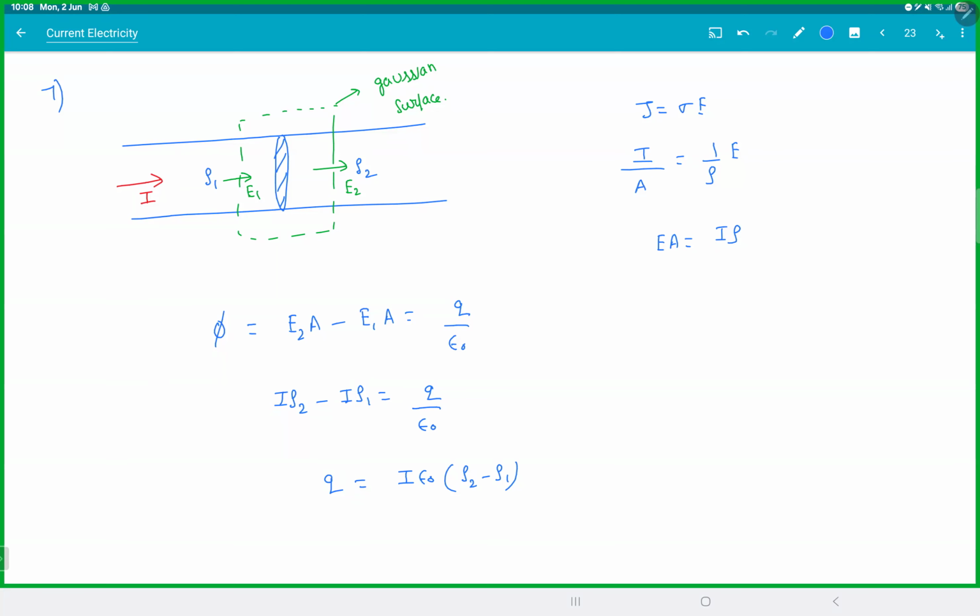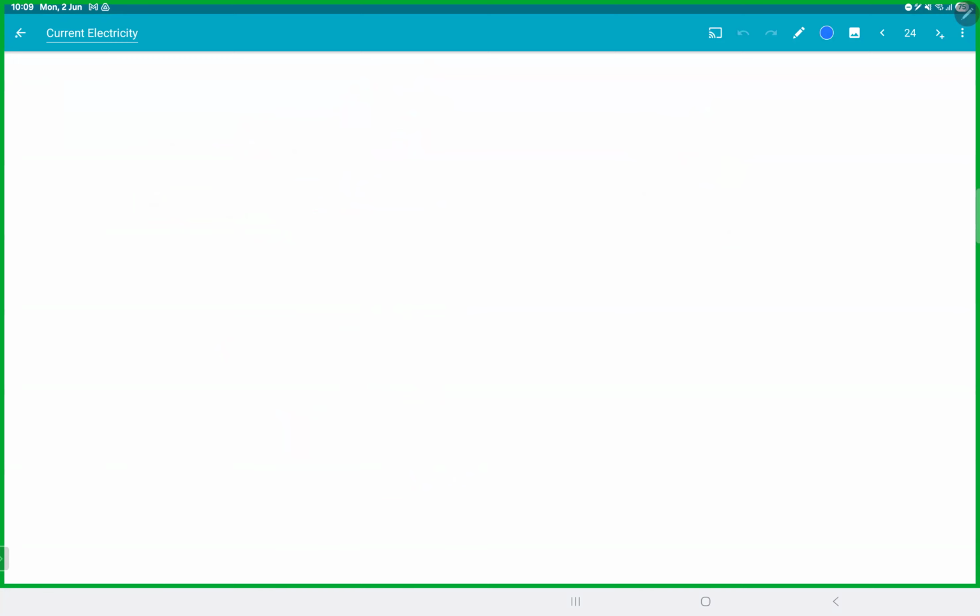If rho 2 is greater than rho 1, like I assumed, you'll get a positive charge. If rho 2 is less than rho 1, you'll get a negative charge. If rho 2 is equal to rho 1, it is the same wire, so there is no charge accumulation. All clear with this? Any doubts on this?